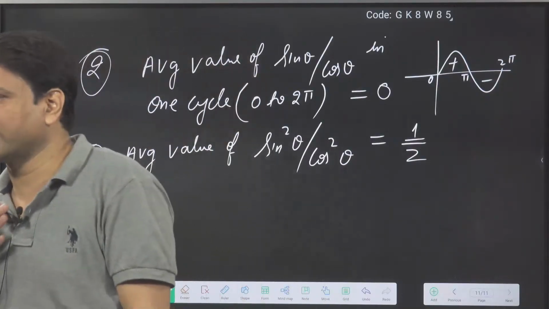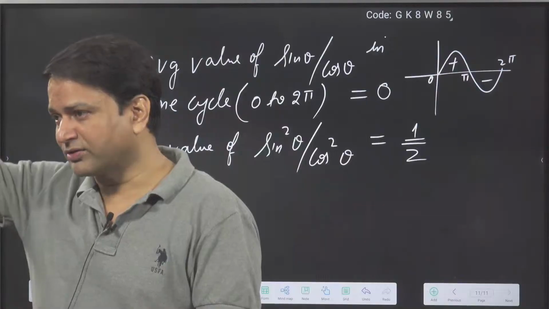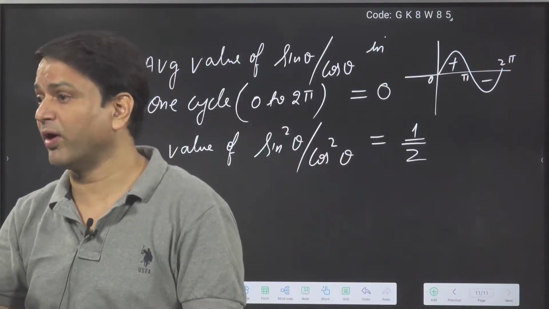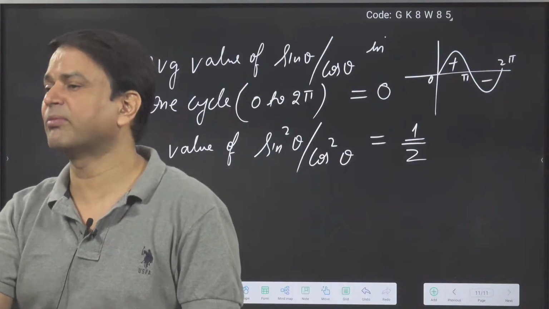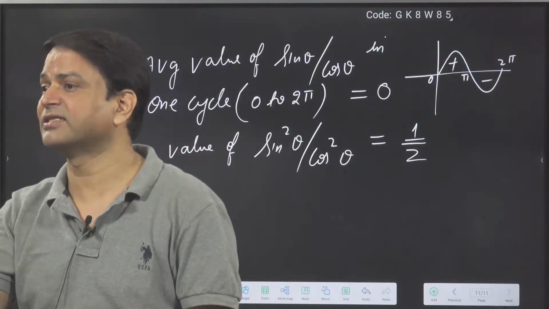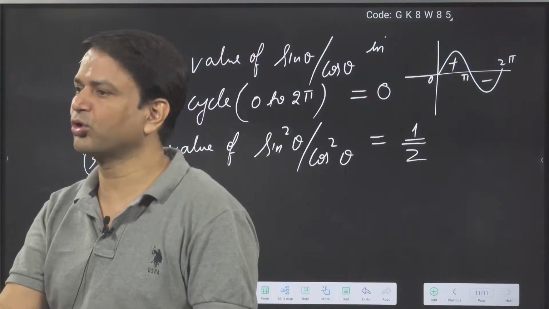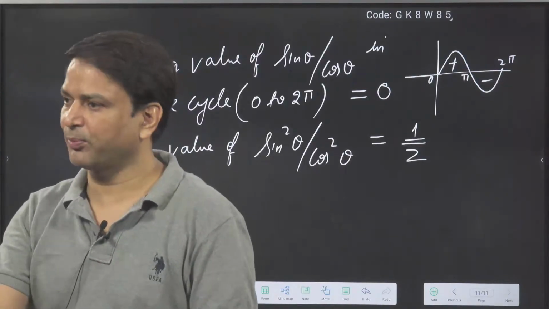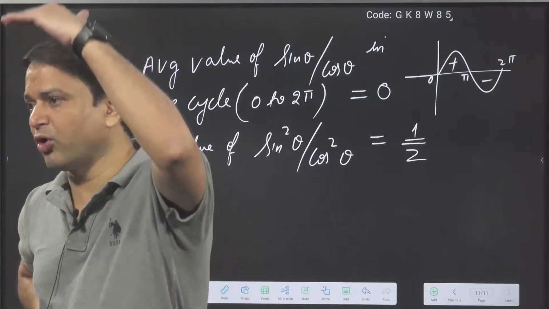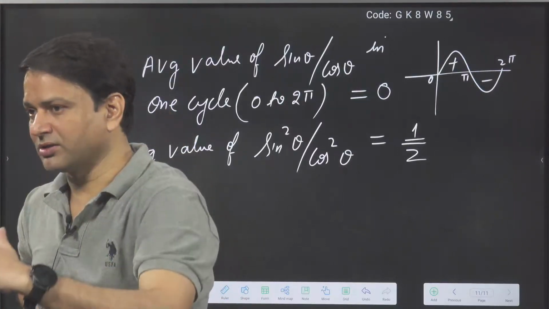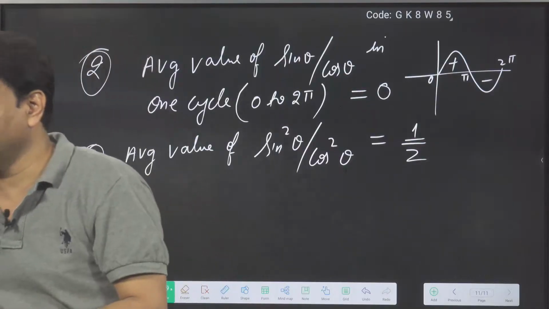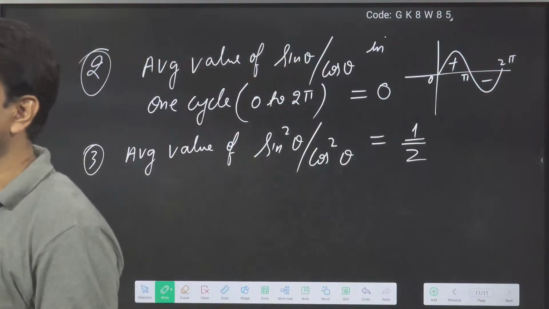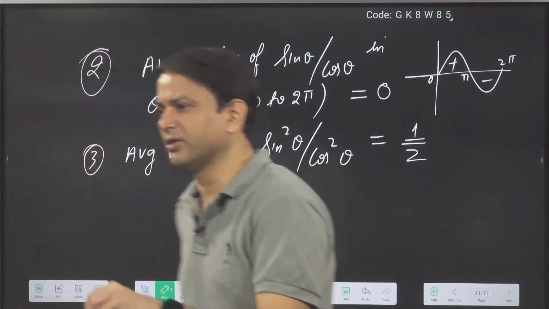Same way, sin square theta, cos square theta. Maximum value of sin square theta is 1. Minimum value of sin square theta is 0. Why? Square can never be negative. Sin square 0 is 0, and even when you take -1, its square is positive. So sin square theta maximum is 1, minimum is 0, so the average is 1 by 2. So sin square theta, cos square theta average is 1 by 2, and sin theta cos theta average in one cycle is 0.